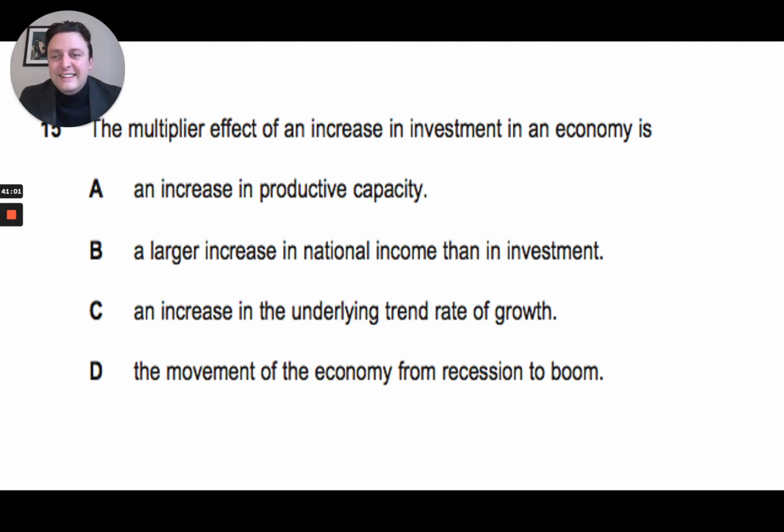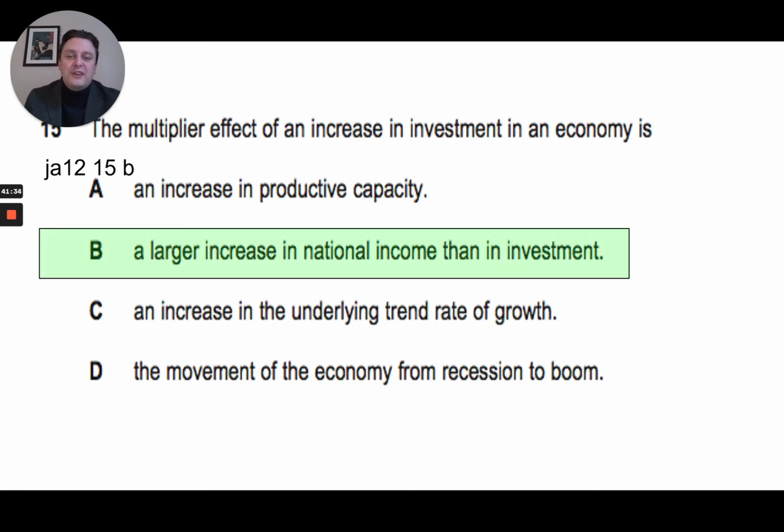See if you understand. Write down the answer on your pad of paper. The multiplier effect of an increase in investment in an economy is it A, an increase in productive capacity? B, a larger increase in national income than investment? C, an increase in the underlying trend of growth? And D, the movement of the economy from recession to a boom. So which one is it? It is B, a larger increase in national income than in investment. That's a sort of clumsy way of saying the Keynesian quote that I said earlier.